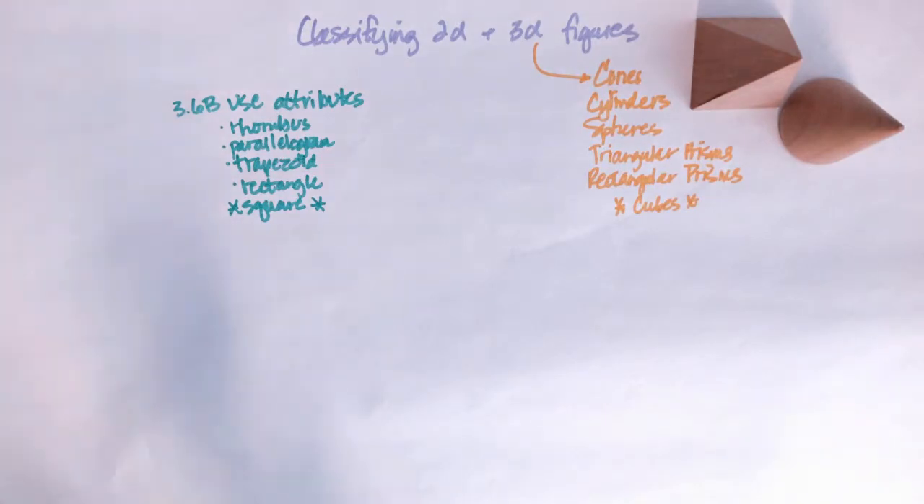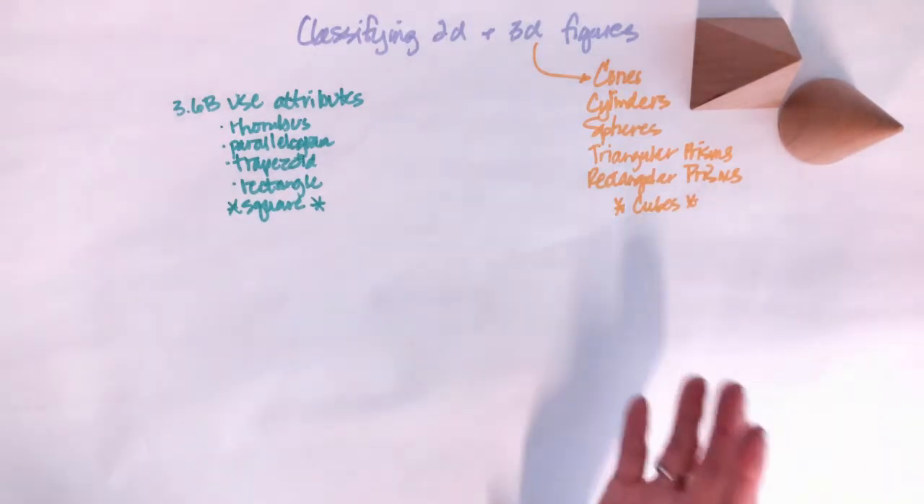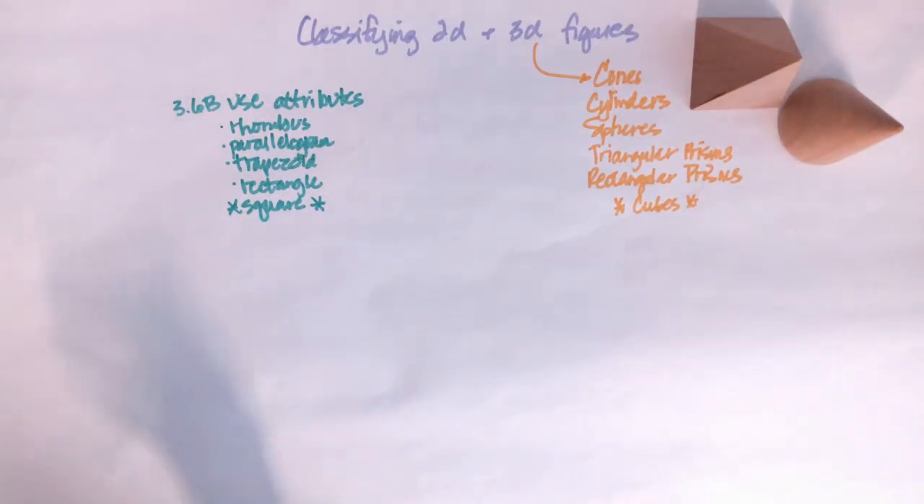Now in this TEK, we're not limited to a specific 2D figure. We could be using any 2D figure to classify and sort. So think classify 2D figures or 3D figures. Sort these into 2D figures or 3D figures. In that TEK, we're not limiting what 2D figures we could use.